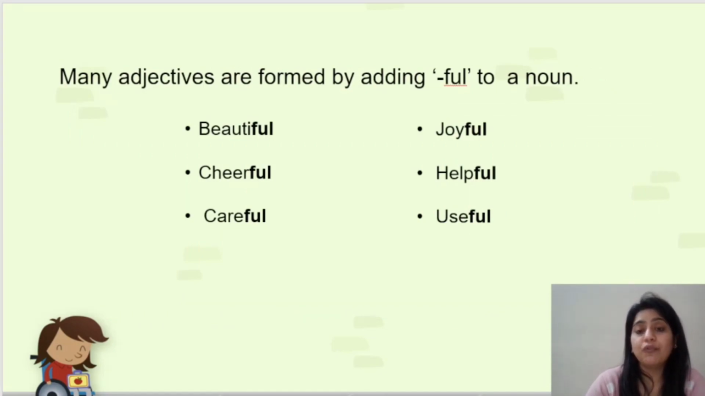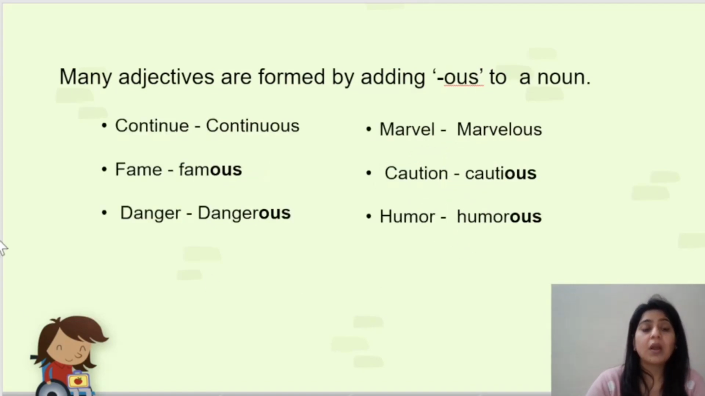Adjectives are also formed by adding FUL to the noun. For example, beautiful, cheerful, careful, joyful, helpful, and useful. Many adjectives are formed by adding OUS to a noun. Continue becomes continuous, fame becomes famous, danger becomes dangerous, marvel becomes marvelous, caution becomes cautious, humor becomes humorous.